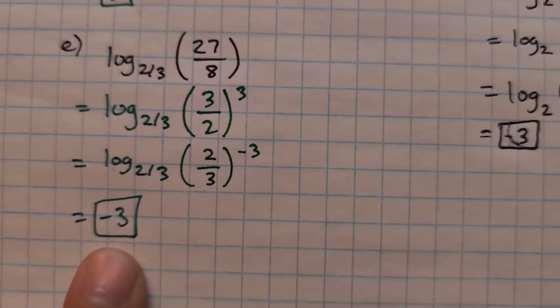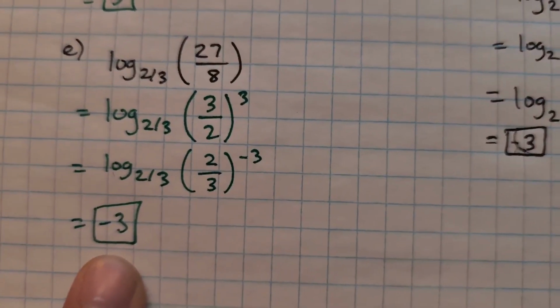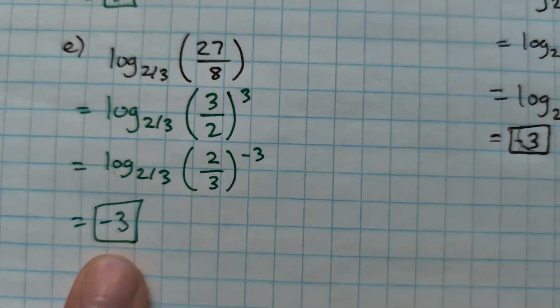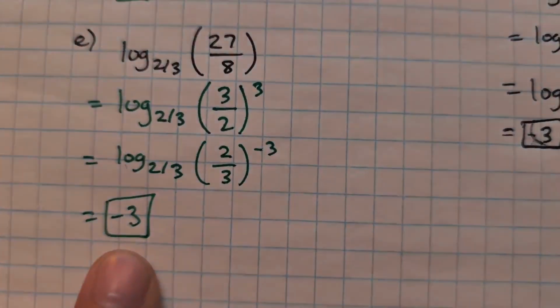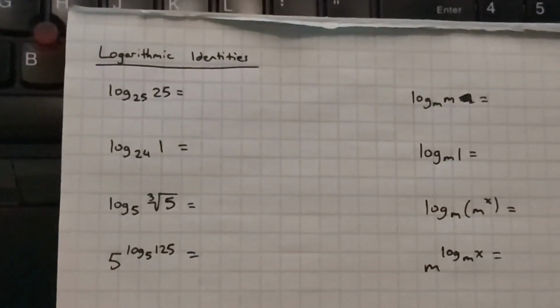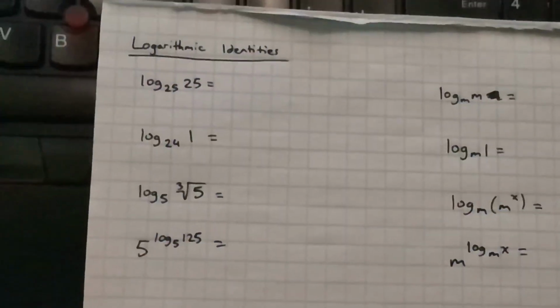And we're going to look at some more identities here on the back and come up with some ground rules for logs. And so we're going to look at some logarithmic identities here.